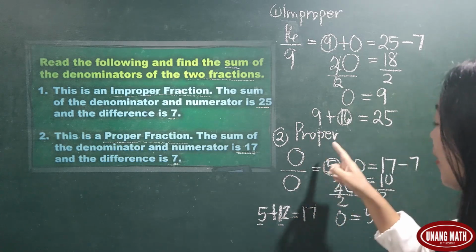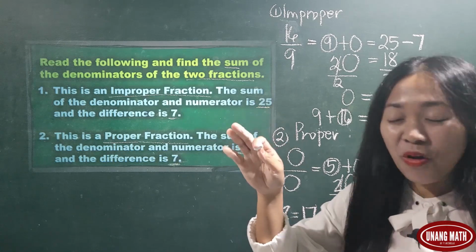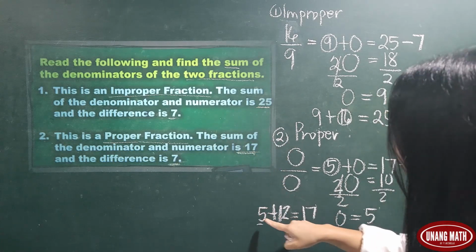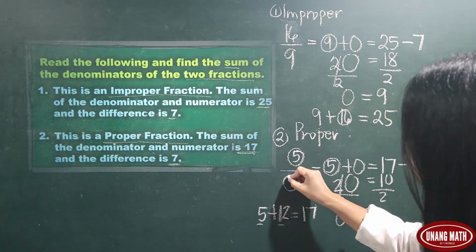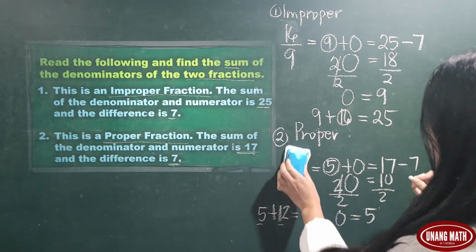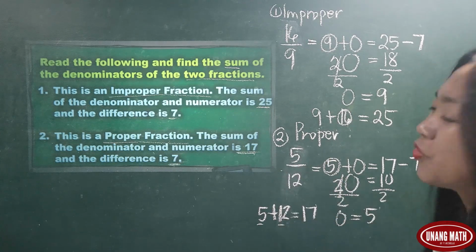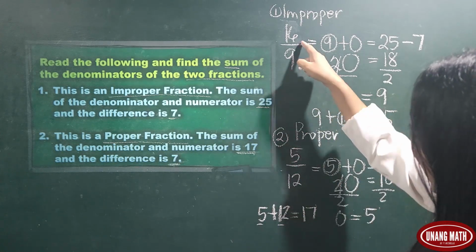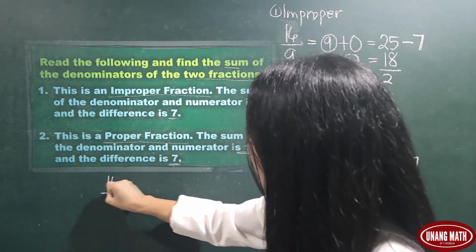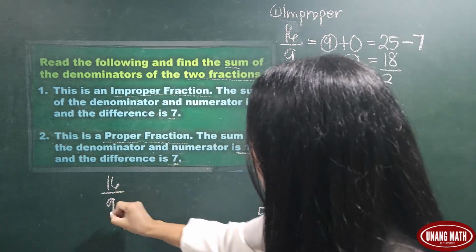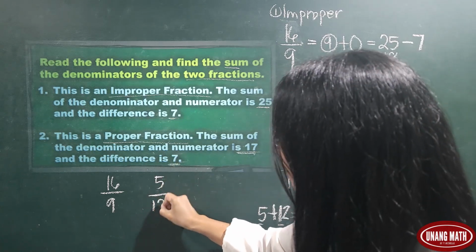proper fraction. Okay, again, proper fraction, numerator is smaller than denominator. So, 5 is smaller than 12. So, ang ating numerator ay 5, ang denominator ay 12. So, we have 5 over 12. Okay, ngayong alam na natin ang mga fractions, isulat natin dito, 16 over 9 at ang proper fraction na 5 over 12.